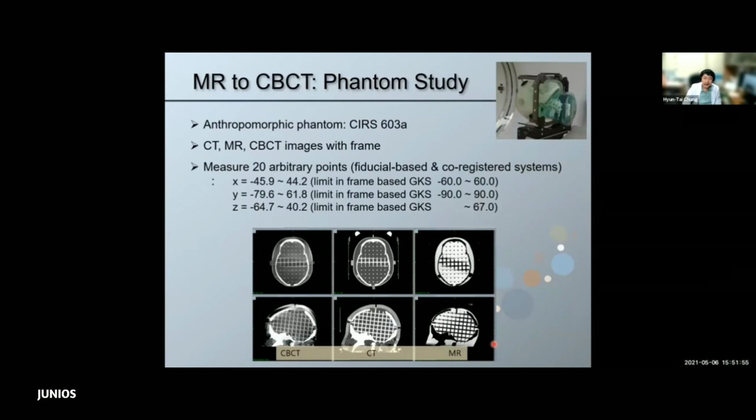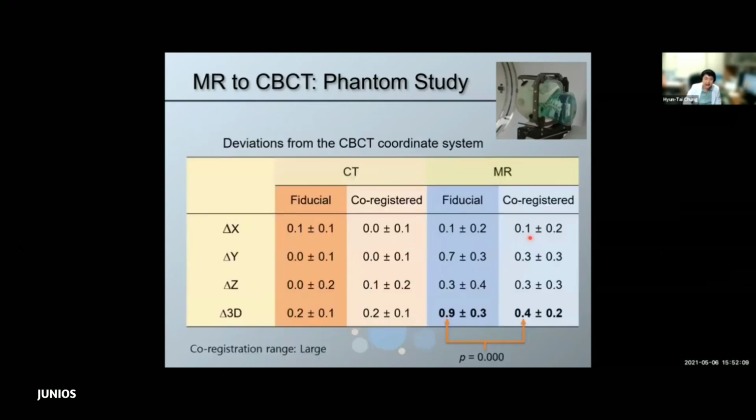Now we know that gamma knife surgery is performed with MR images, which have geometrical distortions. So I purchased another phantom, from which I can get MR images. I repeated the same procedure, and this is the result. For CT, I got a similar result, 0.2 millimeter differences, but for MR, the fiducial marker-based system showed about 1 millimeter difference.